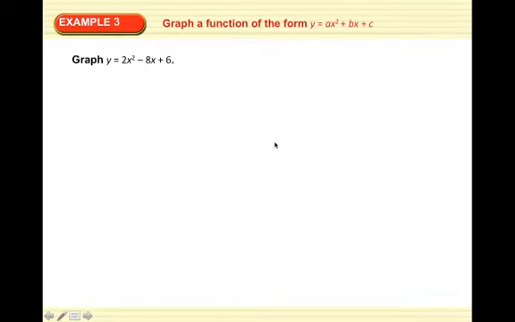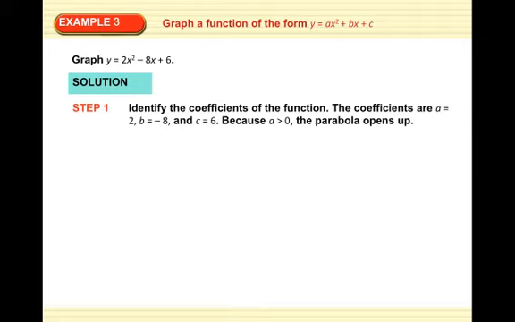Okay, our last example for this video is to graph y equals 2x squared minus 8x plus 6. Now, we want to start with the vertex because the axis of symmetry goes through the vertex, and you're going to want to utilize that axis of symmetry. So the first thing we do is we find the vertex. In order to do that, you identify a, b, and c. Okay, so the coefficients are a equals 2, b equals -8, and c equals 6.